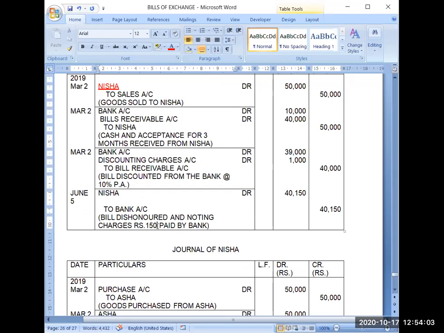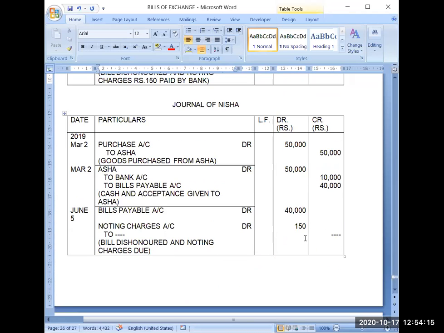Some might be having questions that how we came to know that 150 are the noting charges and whether noting charges has been there or not. So each and every information either will be available in this narration or sometimes in some amounts also. Now Asha will become again her creditor, Asha. Because earlier she was creditor of 40,000, but now she will become creditor of 40,150.